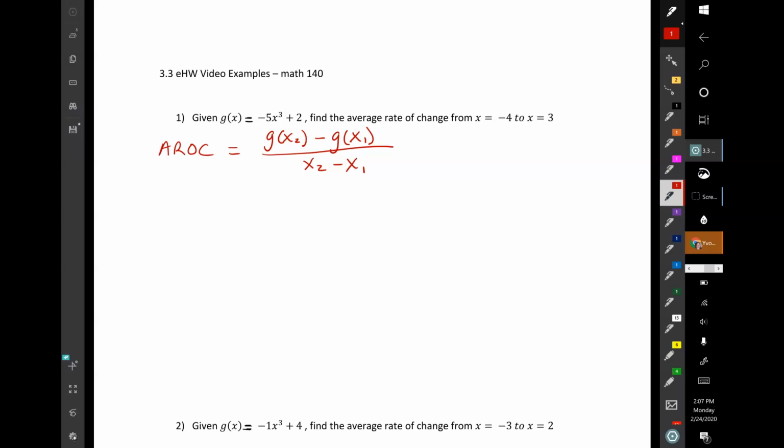I'm going to call this one x sub 1 equals negative 4, and x sub 2 equals 3, just going left to right. So what I need to do is figure out what these values are equal to, and then plug them in to my formula.